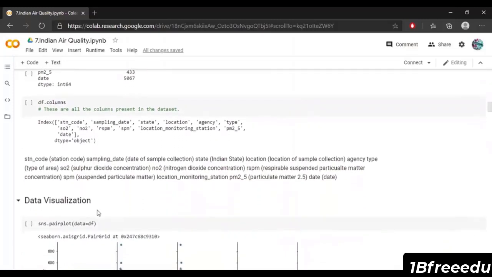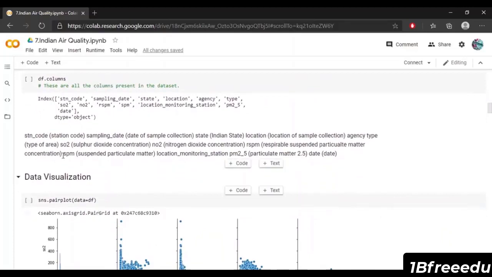And over here, in order to understand the column names, as you can see, we have column names in code. So what we have done is we have used df.columns. This will display us all the column names present in our data set. And as you can see over here, this is the description of these column names. STN over here stands for station code. Sampling date stands for date of sample collection. And then we have state, which is the name of the state of our country. And then we have location, the location where the sample was collected. Then we have the agency type over here, which is the type of area.